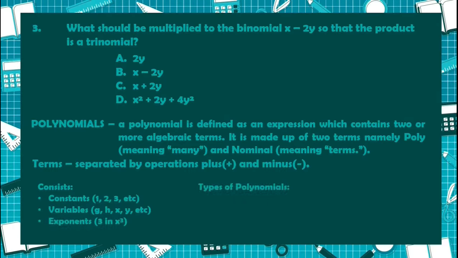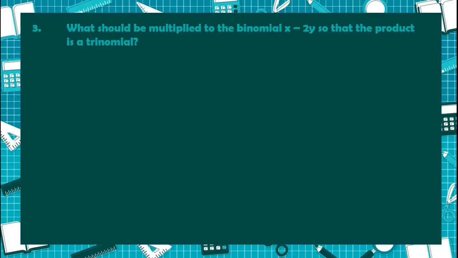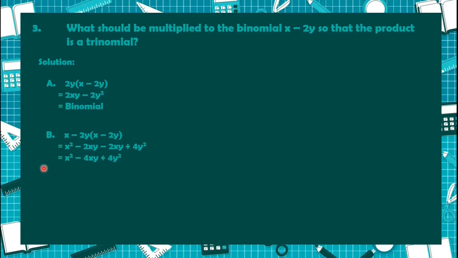We also have types of polynomials: 1. Monomial, 1 term; 2. Binomial, 2 terms; and 3. Trinomial, 3 terms. Let's proceed with our solution. For our option A, 2y times x minus 2y, we have the product 2xy minus 2y squared. So this is a binomial, 1, 2. And we have our option B, x minus 2y times x minus 2y. We have x squared minus 2xy minus 2xy plus 4y squared. And we combine like terms, so we have the final product, x squared minus 4xy plus 4y squared. So it is a trinomial, 1, 2, and 3.